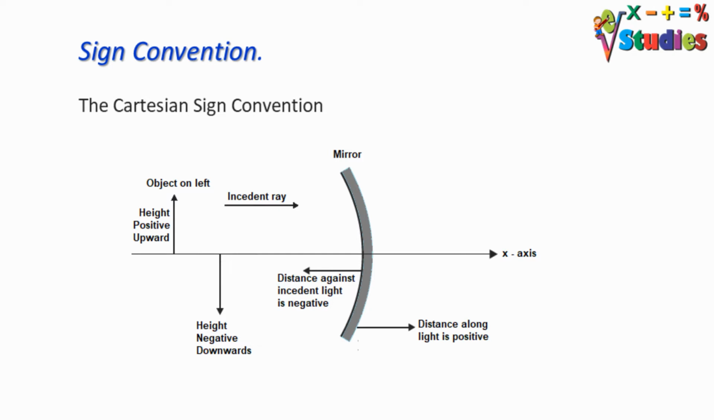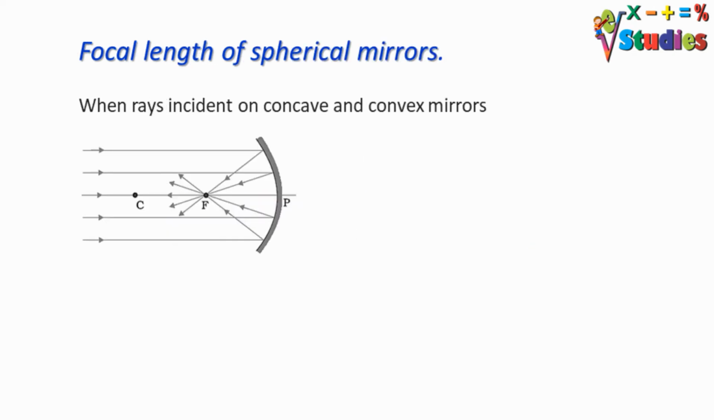In the next slide, we have the focal length of spherical mirrors. Students, here we have the first figure of a concave mirror, and we assume that the beam of light comes parallel to the principal axis, or with a very small angle to the axis, and is incident on the surface of the mirror. Once incident on the mirror, the rays get reflected and converge at a point F, which is the principal focus on the principal axis.